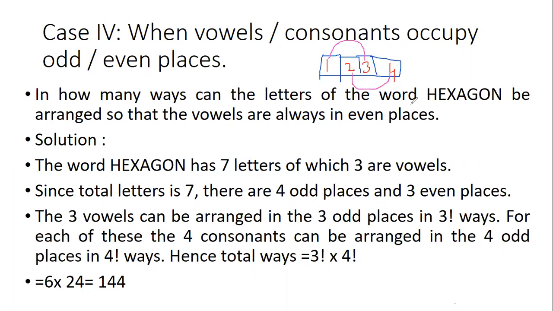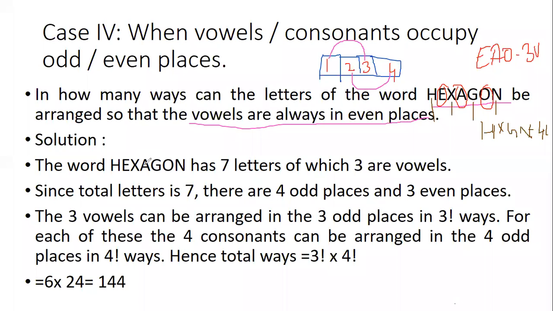In how many ways can the letters of the word hexagon be arranged so that the vowels are always in even places? Firstly, let us recognize how many vowels are there in hexagon. We have E, we have A, and there is O. 3 vowels, E, A, and O. And how many consonants are there? H, X, G, N. 4 consonants. Now we are supposed to find out how many words can we form using hexagon wherein the vowels occupy the even places.